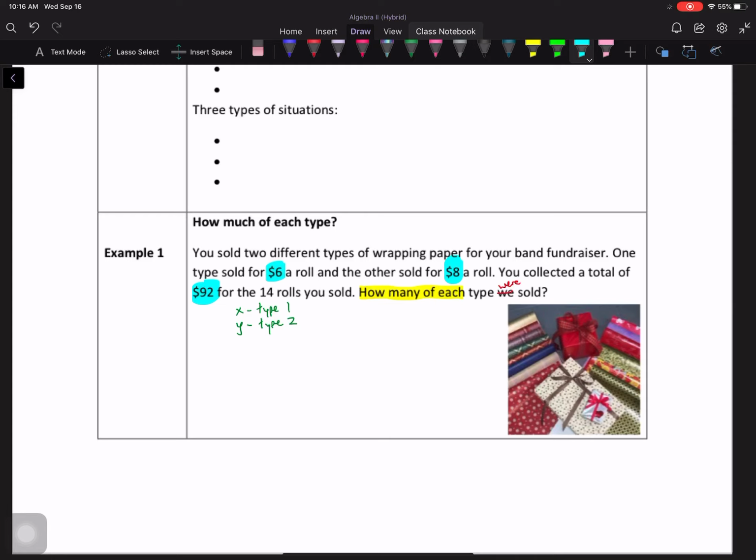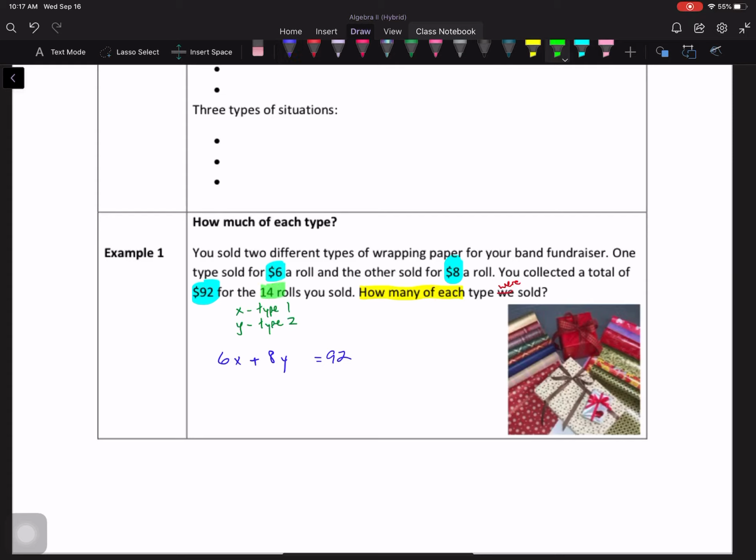So we know our total money sold, total amount of money made, I should say, was $92. So we're going to start with $6 for the first type. We don't know how many of the first type, so we got to go 6 times X. Plus 8 times Y, however many we sold of the second type, gives us $92.